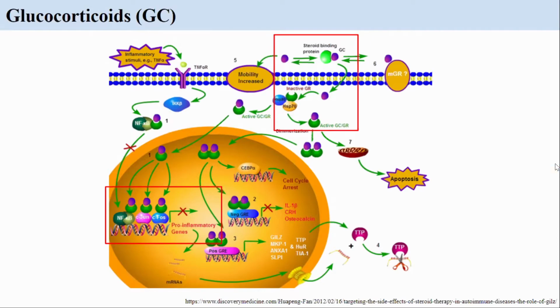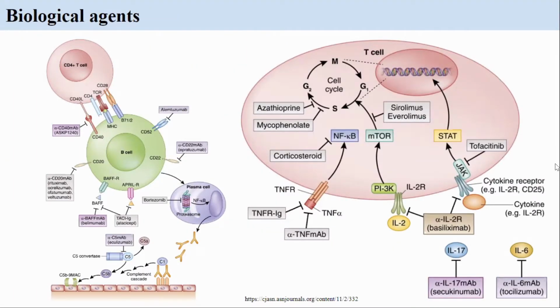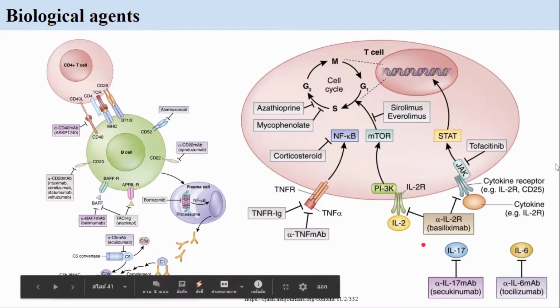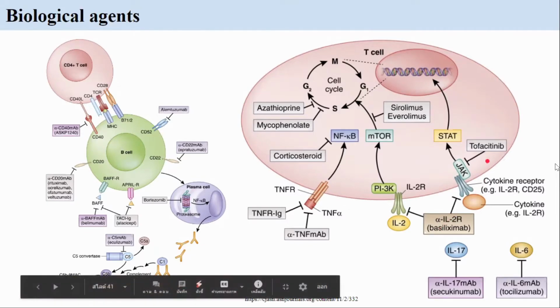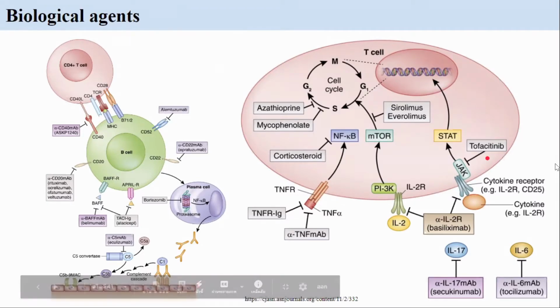Another one is about biological agents, or targeted drugs. As you can see in the figures, many drugs can inhibit molecules on the surface of B cells or molecules on T cells. For example, the plasma cell can produce antibody, and the drug bortezomib can inhibit the proteasome in plasma cells, so the plasma cell cannot produce antibody against the virus infection. In the T cell, tofacitinib can inhibit the JAK-STAT pathway, so it cannot send the signal to the nucleus in the T cell, resulting in downregulation of the T cell.